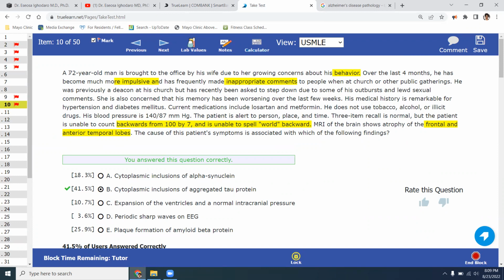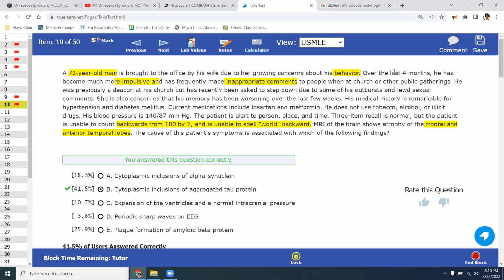So here we have a 72-year-old man who comes to the clinic by his wife because of concerns for behavior. So when I automatically think 72-year-old gentleman, concerns for behavior, I'm thinking, does this patient have dementia? Does this patient have mild cognitive impairment? I need to be thinking down the categories of neurodegenerative diseases.